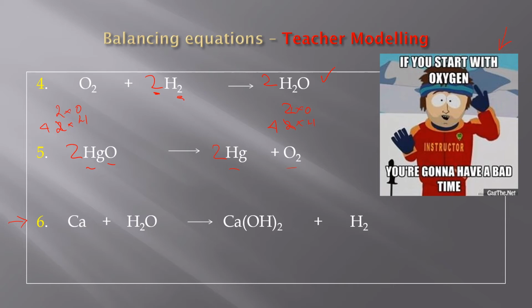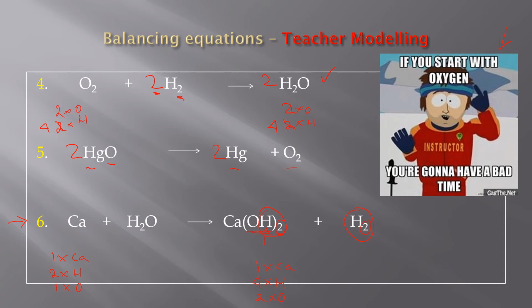Question 6 is a little bit more complicated. So what do we have in the reactants? We've got 1 calcium, 2 hydrogen, and 1 oxygen. In the products, we have 1 calcium. Now this is a bit weird. We have the brackets here, so that means 2 lots of everything inside the brackets. So as far as oxygen is concerned, I have 2 oxygens. This hydrogen is repeated twice, so I have 2 hydrogens there, and I have 2 hydrogens over there. So I have 4 hydrogen. That was 2 there and 2 there.